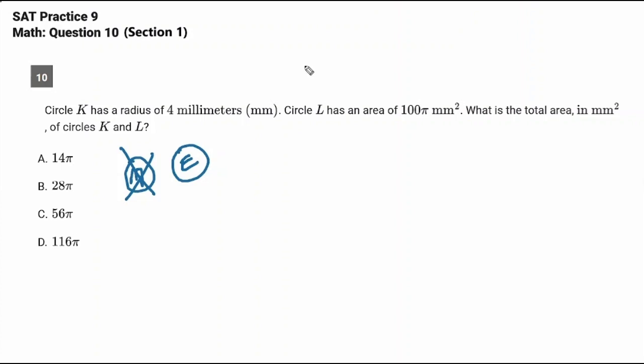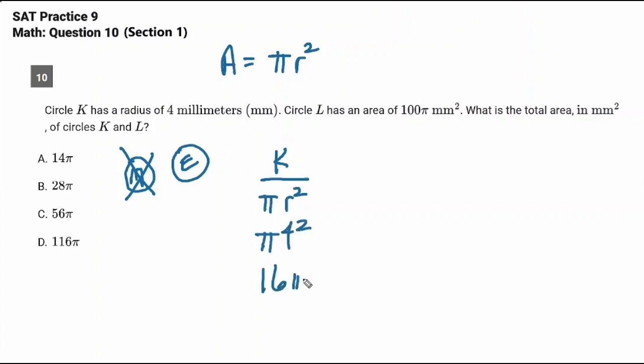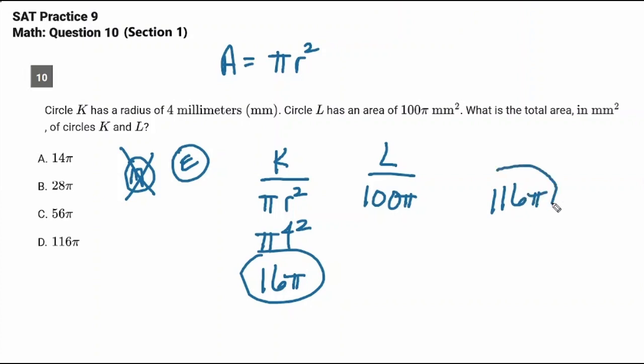All right, guys, this is about the area of a circle. So start by writing down the formula. What's the area of a circle? It's pi r squared. You know that. So for circle K, pi r squared is pi times 4 squared, which is 16 pi. That's the area. For circle L, you already have the area. It's 100 pi. What's the total area of circles K and L? All right, well, if you can add 116, you're golden. So 116 pi. Get this question right real quick and move on.